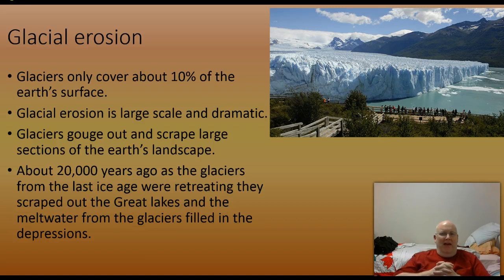20,000 years ago, when the last ice age receded, the receding glaciers scraped out or carved out the 5 Great Lakes in the northern part of the country: Lake Michigan, Lake Huron, Ontario, Erie, and Superior. And as these glaciers melted, the meltwater ran in and filled in those scraped out basins, and those became the Great Lakes.